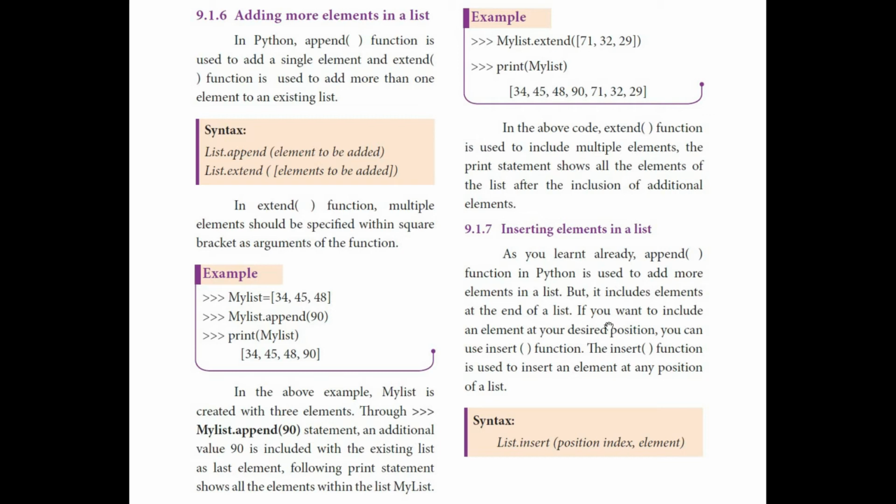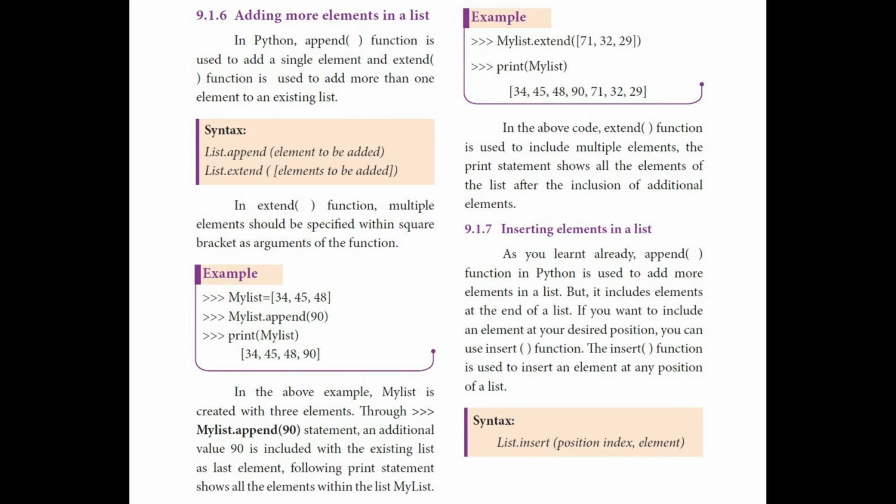If you want to include an element at your desired position, in the middle or at any other index value, you can use the insert function. The insert function is used to insert an element at any position of a list. So in order to insert an element at any position, we will use the insert function. The syntax is list.insert(position index, element).